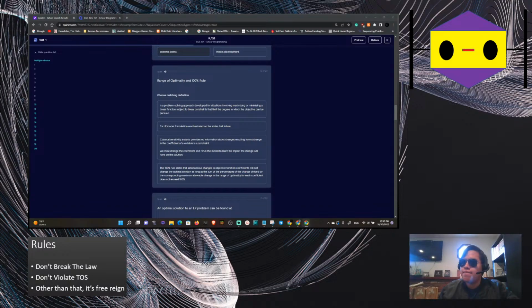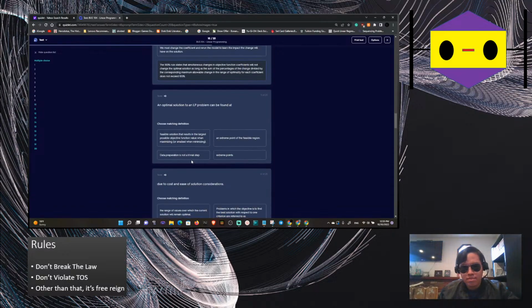What do you think? I feel it's A. A? Why? It's about ranging, maximizing or minimizing linear function. So that's range of optimality. I mean, D also has range of optimality though, and it even states the 100% rule. Oh, okay. Yeah, it talks about 100% rule. Yeah, let's go with D.